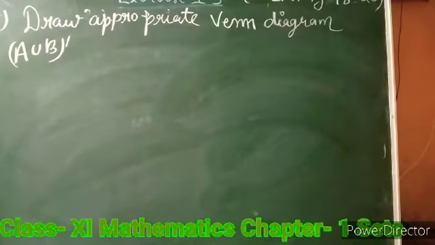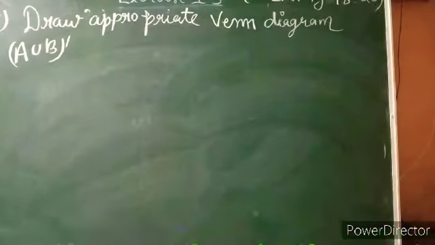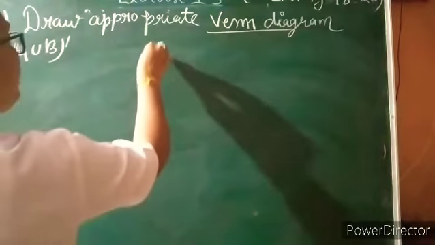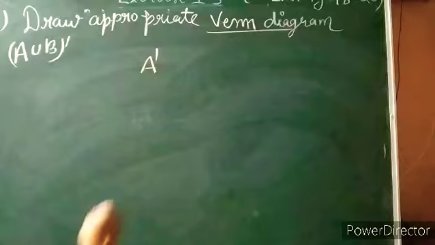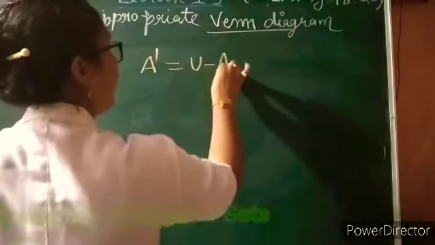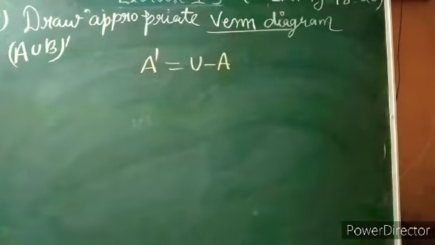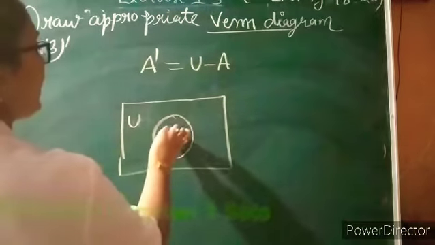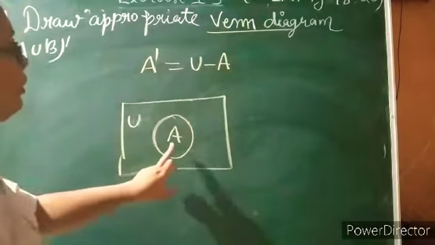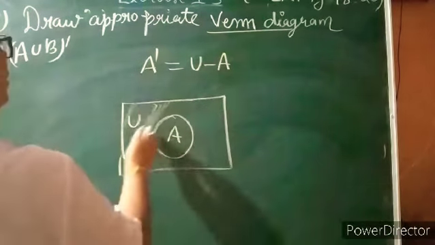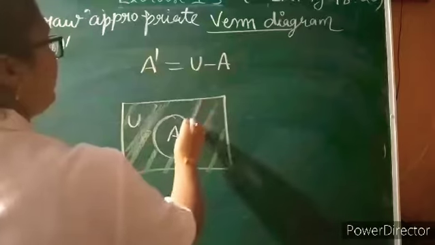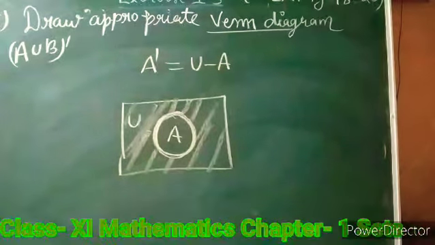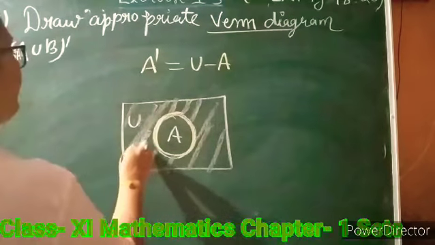Now draw the appropriate Venn diagram. First we draw the Venn diagram for the complement of A dash. You see here the complement of set A is equal to U minus A. If we consider U here and set A is this, so except this set, all members in this rectangle except this area we call the complement of A dash.